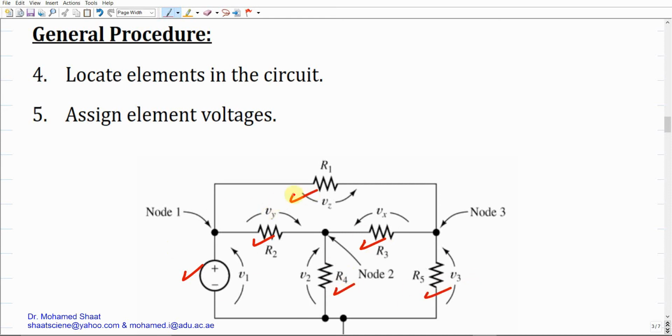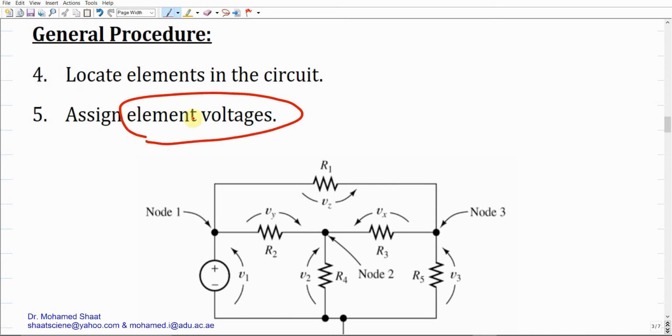So in total, we have 6 elements within this electrical circuit. One of them is a voltage source, the others are resistors with different resistances. So your objective in step 4 is very simple, just locate these different elements. So we already located all of these elements. Step 5 is to assign element voltage.